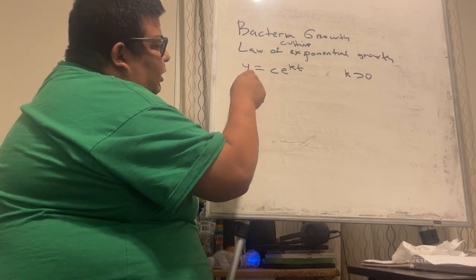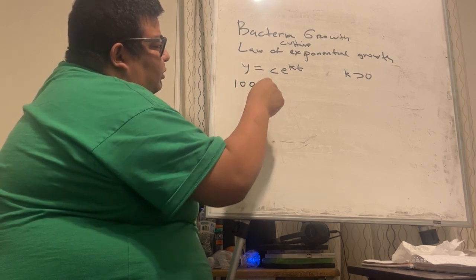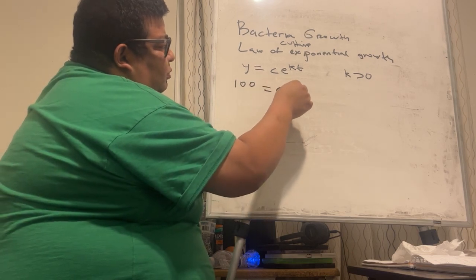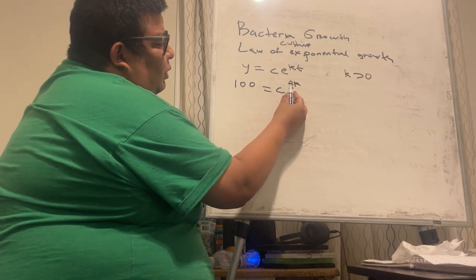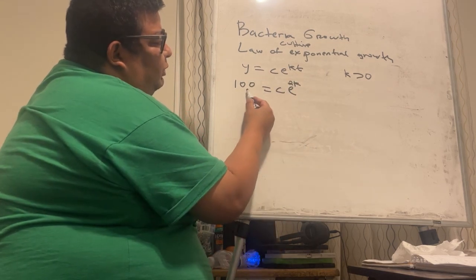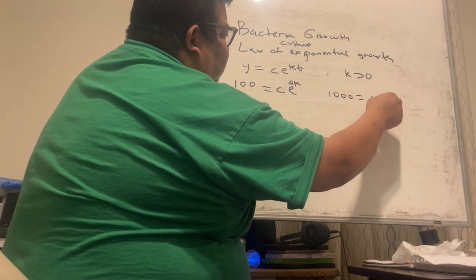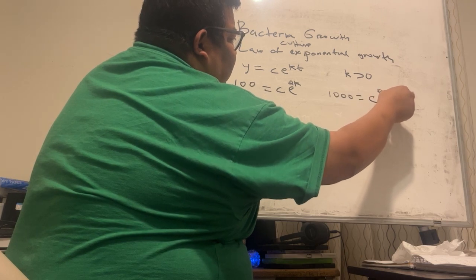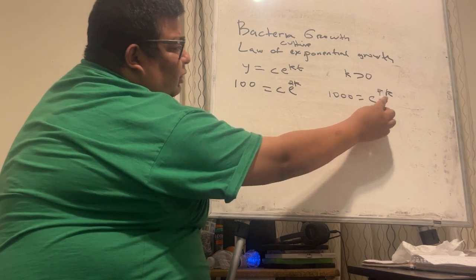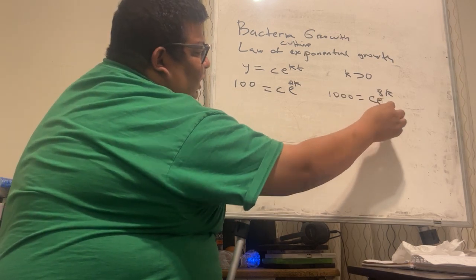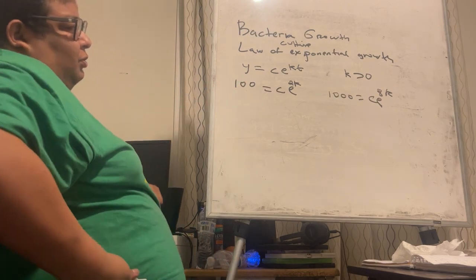The first one is that after 2 hours there are 100 bacteria, so that means that 100 is equal to c e to the 2k, because in 2 hours there are 100 bacteria. And then the other equation is going to be 1,000 is equal to c e to the 8k. That means that after 8 hours there are 1,000 bacteria. So we're going to use both equations to find c and k.